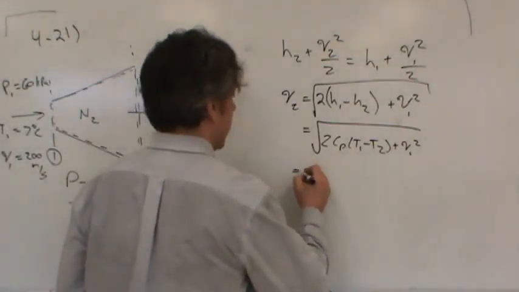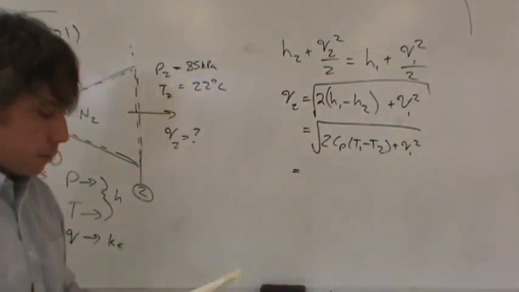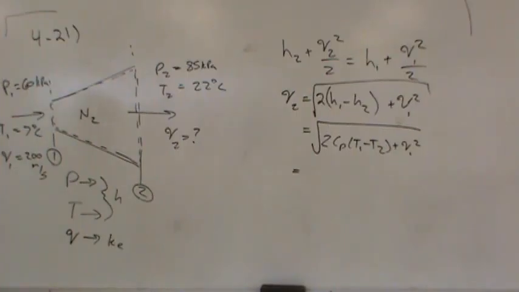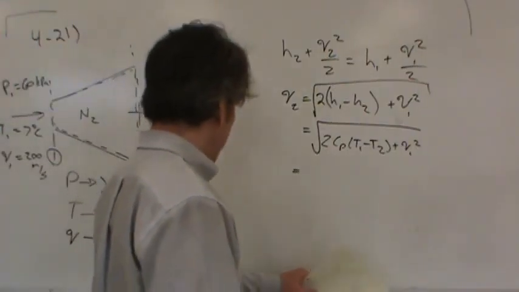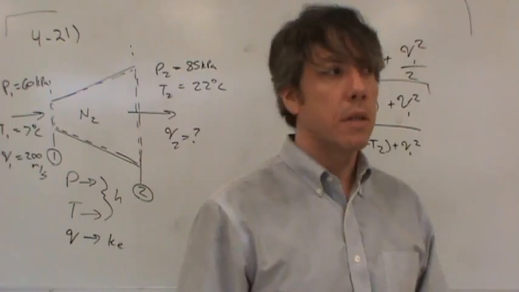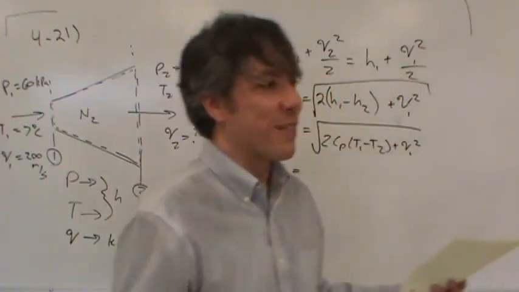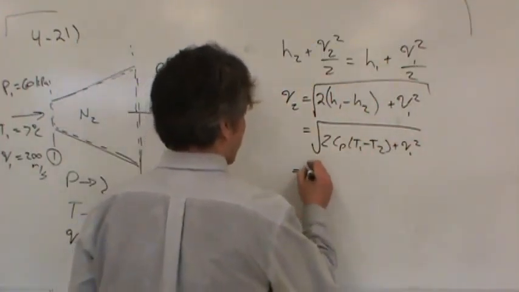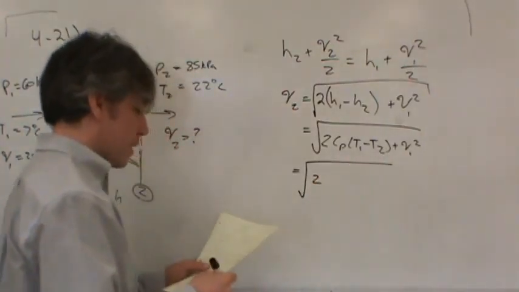Well, basically, we need the heat capacity of nitrogen now. Okay, we should be able to get that. If you look up the heat capacity of nitrogen, what you'll find is that its heat capacity is pretty close to the heat capacity of air. Why would that be the case? Air's almost all nitrogen, right? So it makes sense.